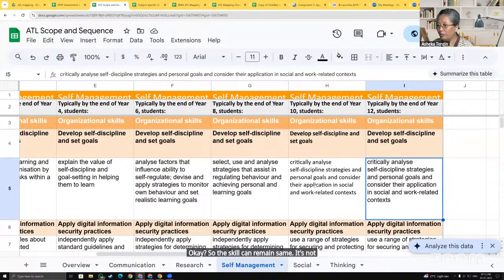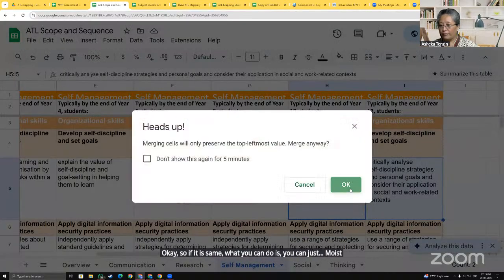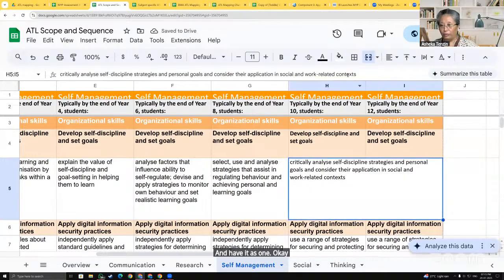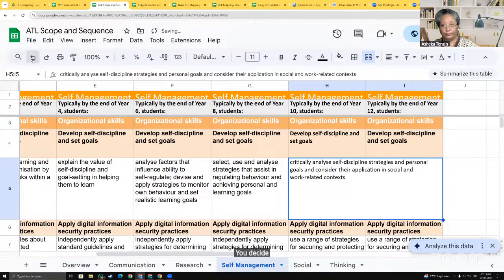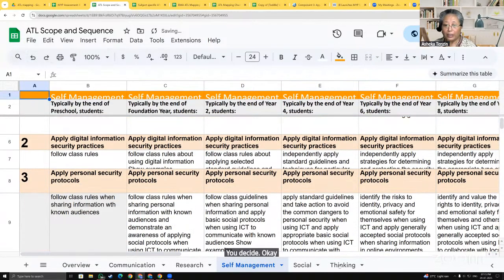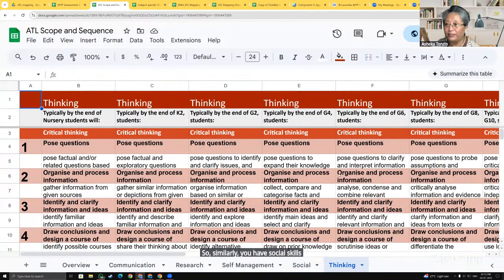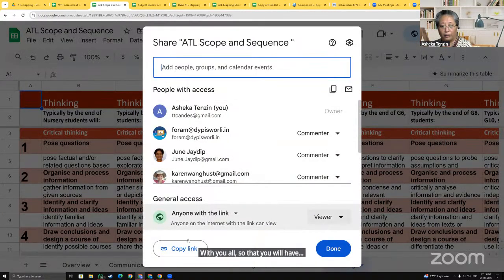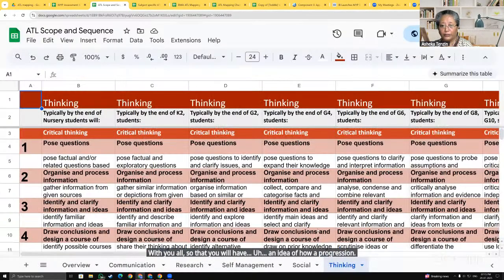It's not necessary that it always has to progress. If it is the same, you can just merge this and have it as one. How you want to show it and how you want to write it, you decide. Similarly, you have social skills, thinking skills. I will share this link with you so that you have an idea of how an ATL progression chart looks.